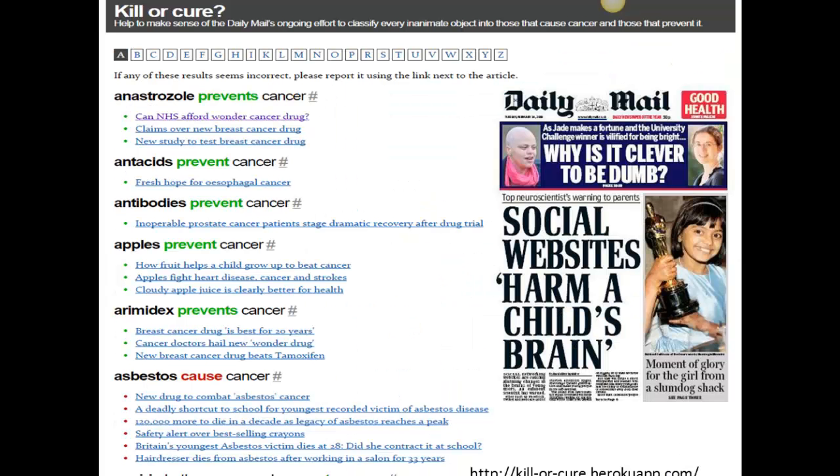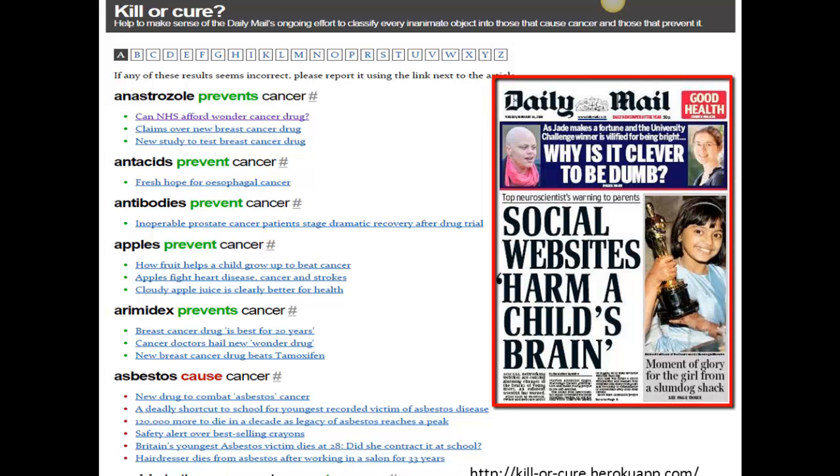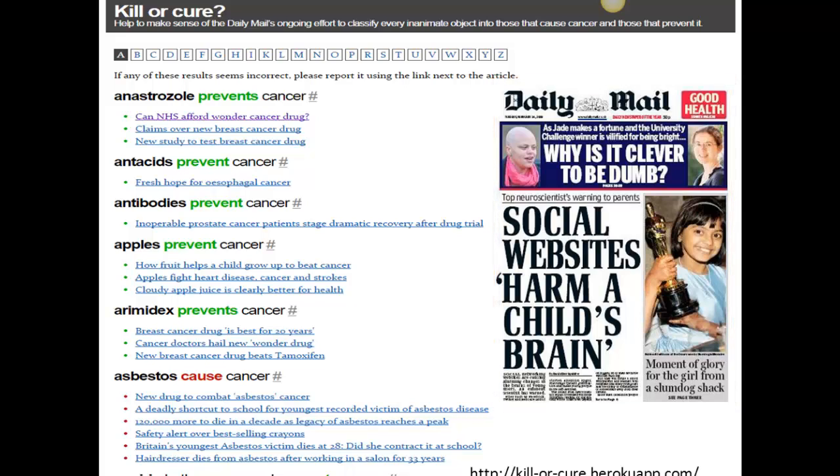And the Daily Mail, a newspaper in the UK with an average daily readership of almost 2 million, seems to be on a mission to classify every inanimate object into those that cause cancer and those that prevent it. Just look at the volume of inanimate objects they've written about here, collated free of charge as a service to public health by the owner of this website. And this is just for the ANs to the ASs.